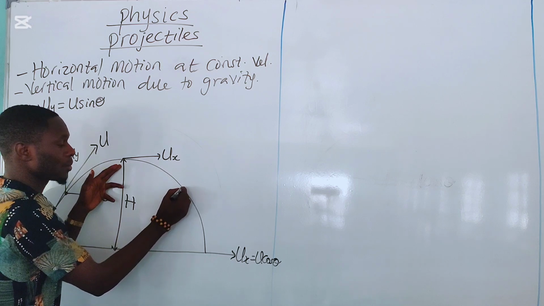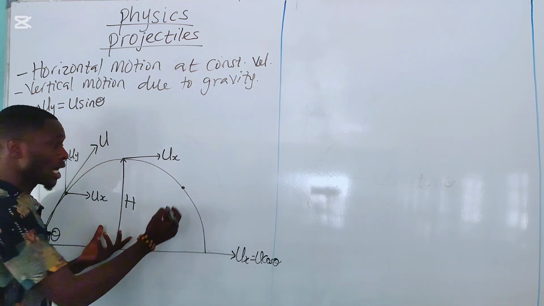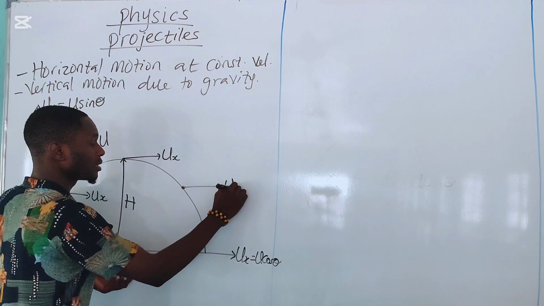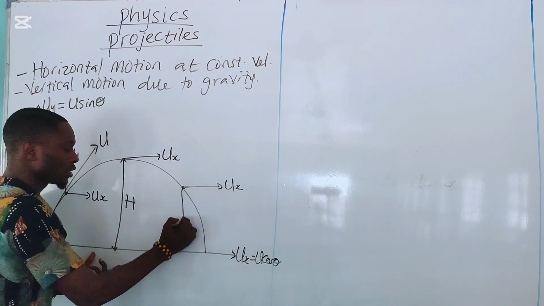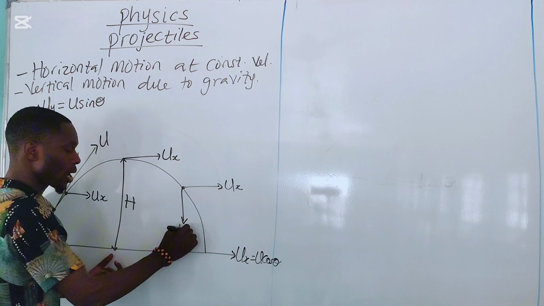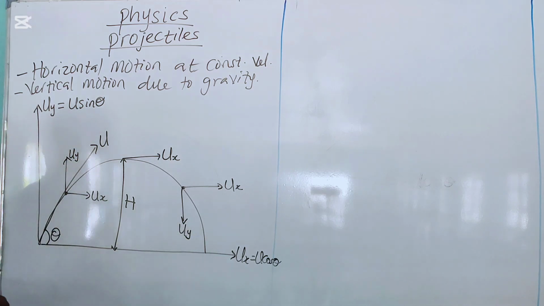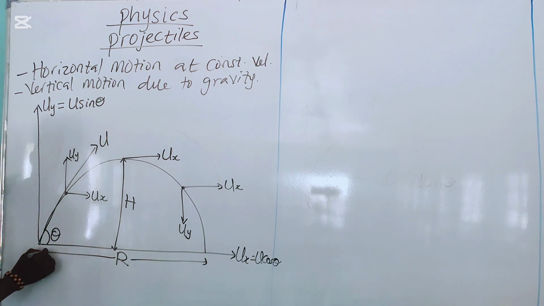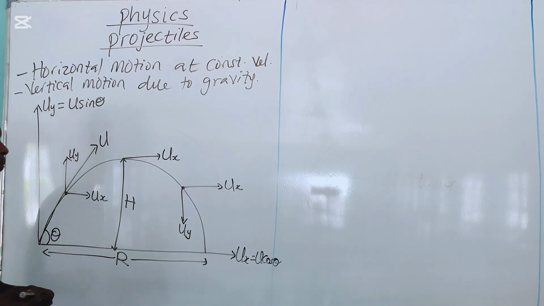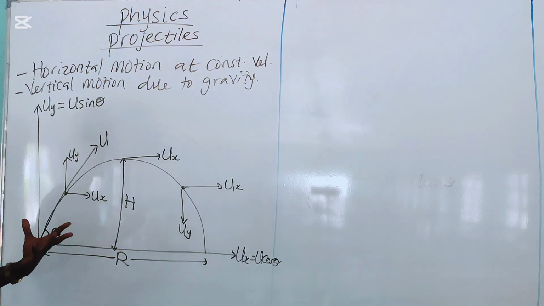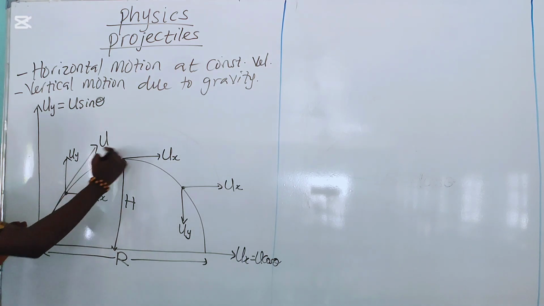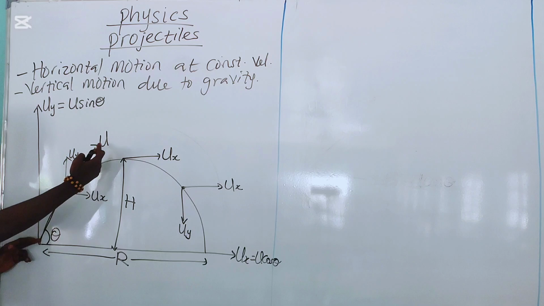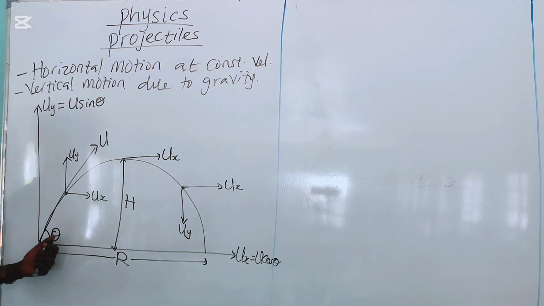Let's assume that the projectile is at this point in time. And of course, the horizontal component still remains constant, and the vertical component will start acting what? Downward. So uy will be acting downward until the projectile strikes the ground or the projection plane again. And this horizontal distance, we call it the range, which we shall be discussing later. Okay, so this is just the motion of a projectile that is projected into space with an initial velocity u inclined at an angle theta to the horizontal.